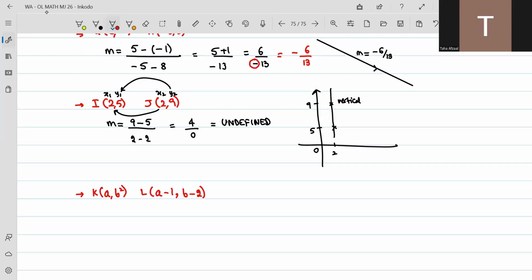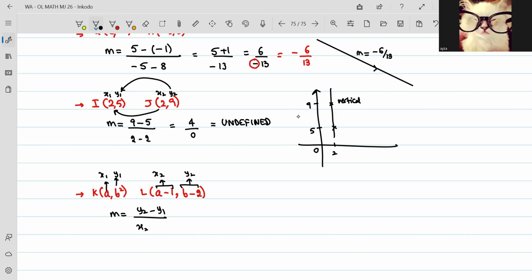Yes, please. Can you help me solve this? Now, if I solve all of this, x1 is a, y1 is b square. x2 is a minus 1, and y2 is b minus 2. Now, what is the formula for gradient? Gradient is y2 minus y1 over x2 minus x1.